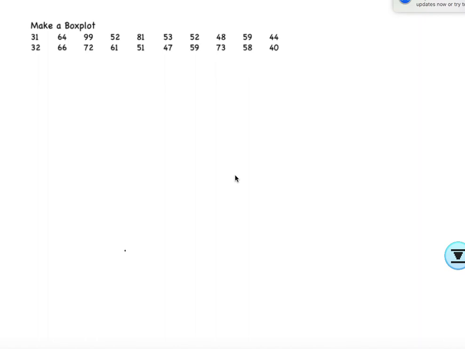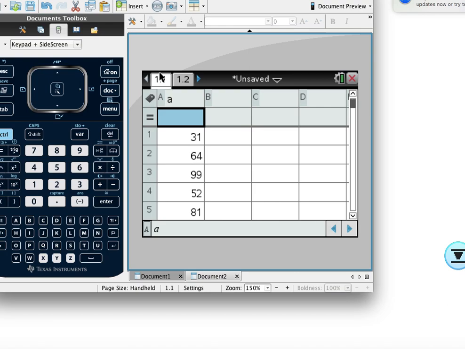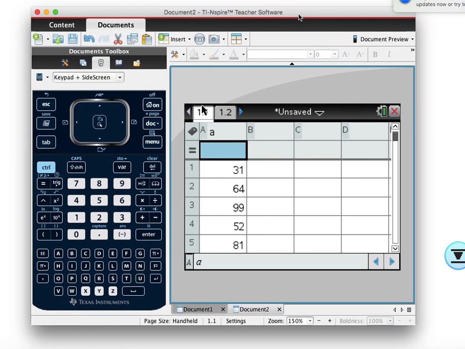Okay, I wanted to make you a video on how to make a box plot. So here's the data. I would pause the video, type this data in your calculator, okay? And then here's a look at my calculator with the data typed in.